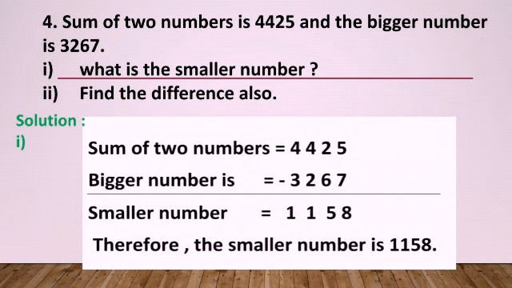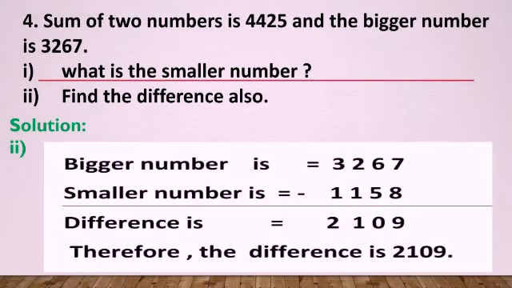So what we have to do? We have to subtract. From the sum of the two numbers, we have to subtract. So 4,425 minus 3,267 equals what will you get? 1,158. So the smaller number is 1,158. Here we need to find out the smaller number by subtracting. We will solve the second part.